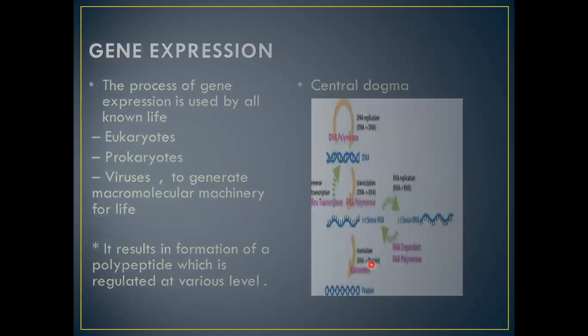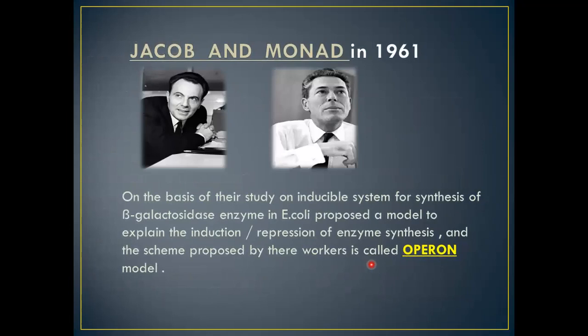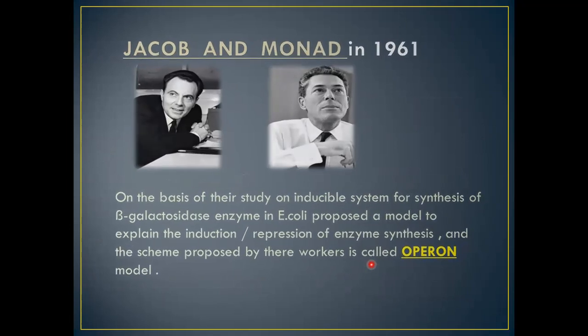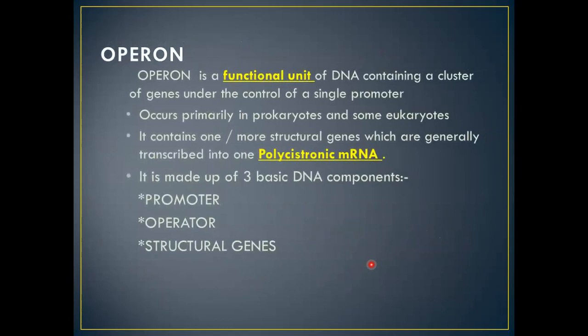Jacob and Monod in 1961, on the basis of their study on the inducible system for synthesis of the beta-galactosidase enzyme in E. coli, proposed a model to explain the induction or repression of enzyme synthesis. The scheme produced was called the operon model. An operon is a functional unit of DNA containing a cluster of genes under the control of a single promoter. The term operon is derived from the verb to operate. It occurs primarily in prokaryotes and in some eukaryotes.